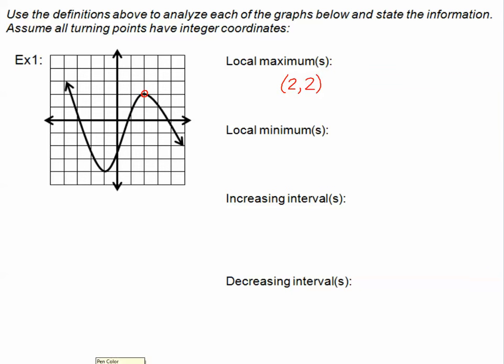Now let's look for a local minimum. Again, we're not looking for the overall minimum because this graph points all the way downward. We're looking for where are we going from decreasing and then turning to increasing. And it happens right here at the bottom of this valley. And that ordered pair is (-1, -4).